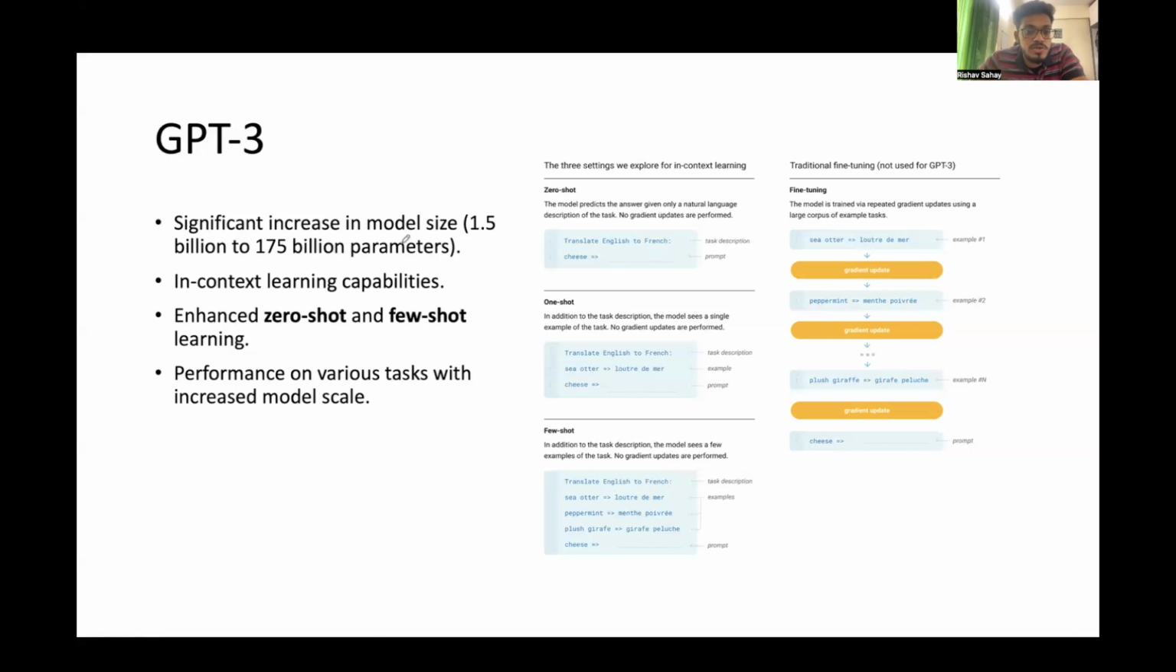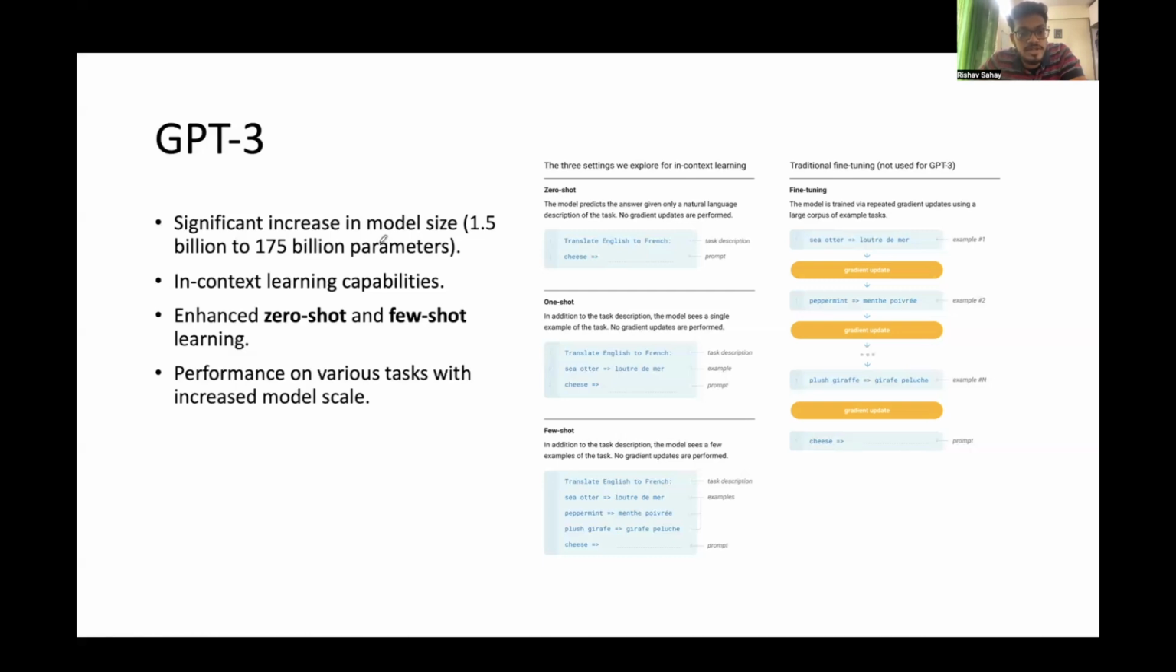This is shown in the diagram here. In-context learning can be of three types: zero-shot, one-shot, and few-shot. In zero-shot, they provide a task description or instruction, which is to translate English to French. Then the prompt is given as "cheese", and the model is expected to provide the French for cheese.